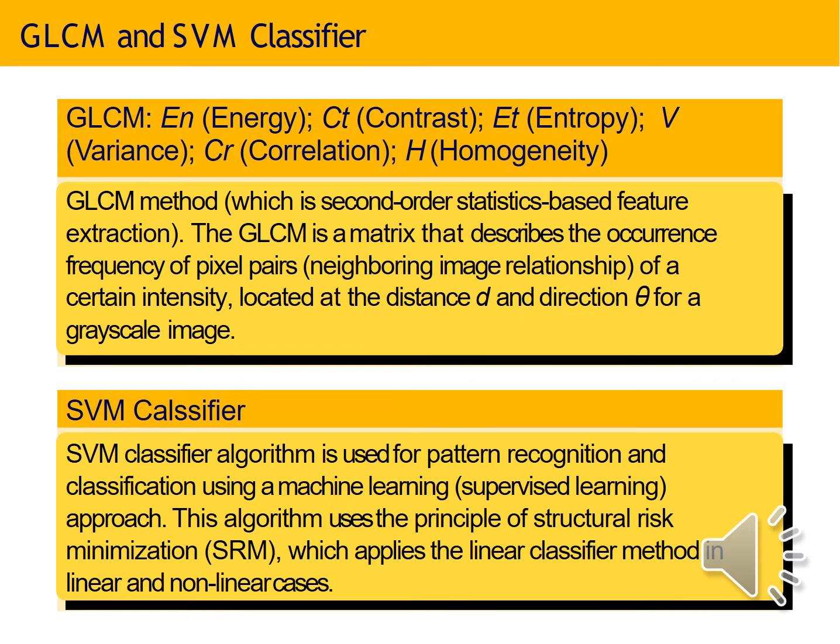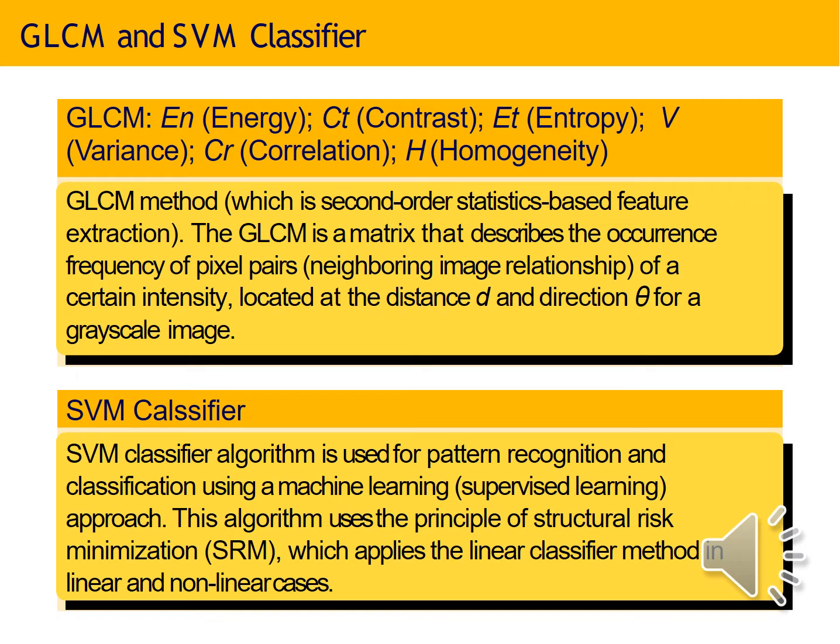Based on the previous result, we use the images to create GLCM parameters. Here we use 6 parameters: energy, contrast, entropy, variance, correlation, and homogeneity. The GLCM method is a second order statistic based feature extraction. GLCM is a matrix that describes the occurrence frequency of pixel pairs, the neighboring pixel relationship of a certain intensity located at a distance and direction in a grayscale image.